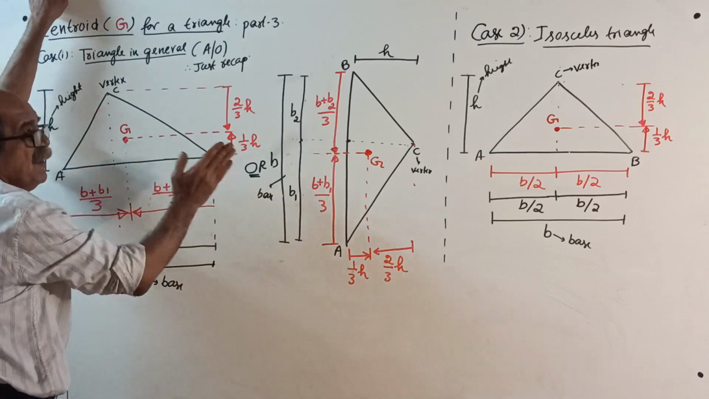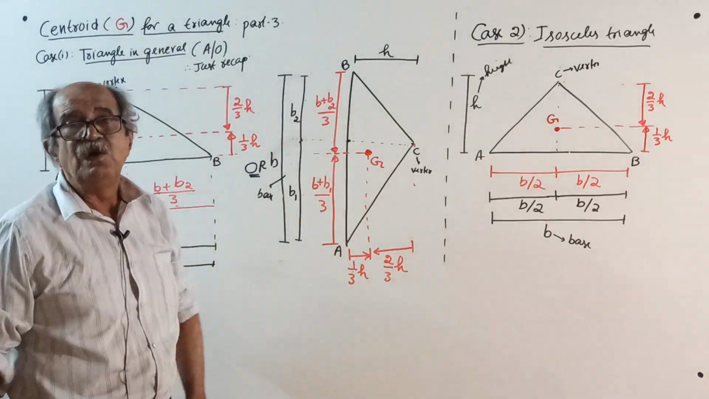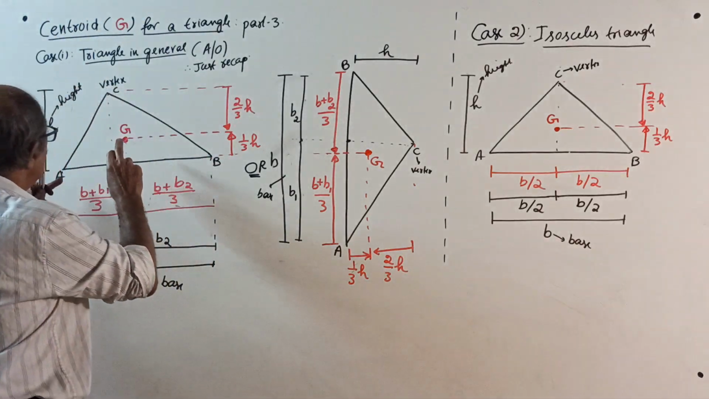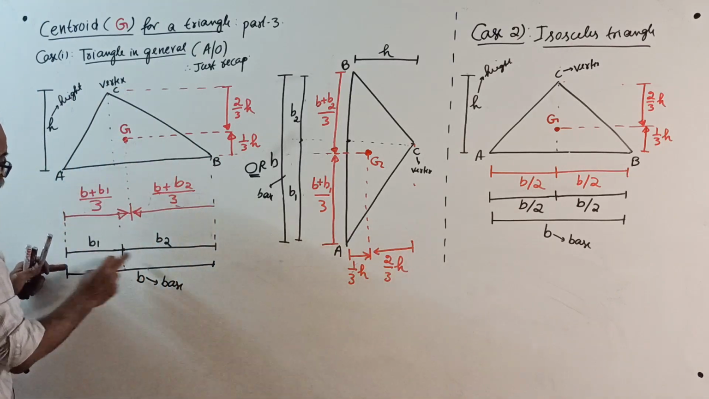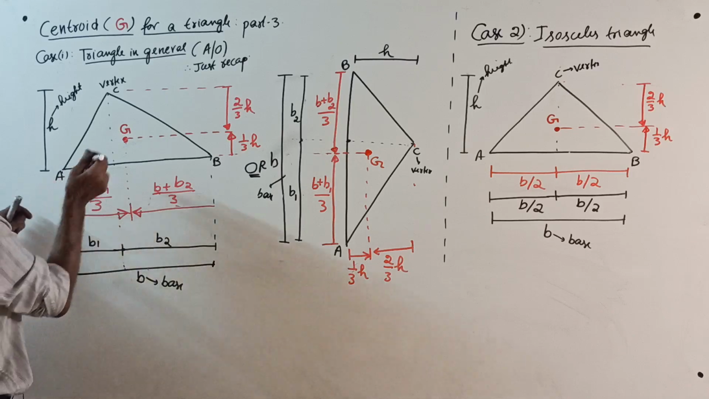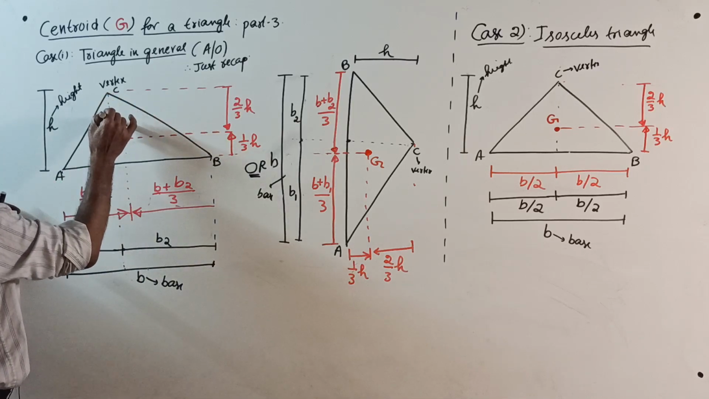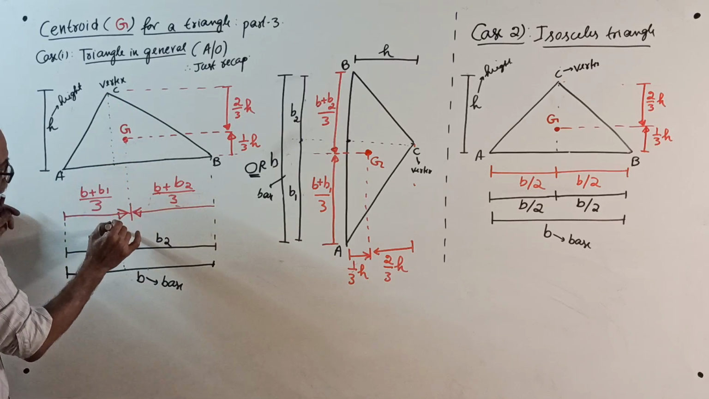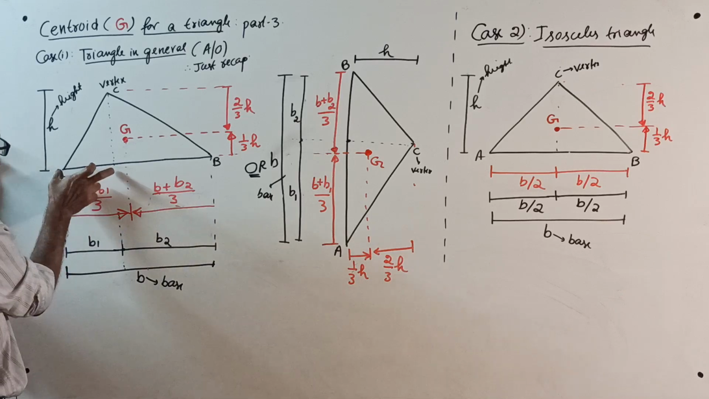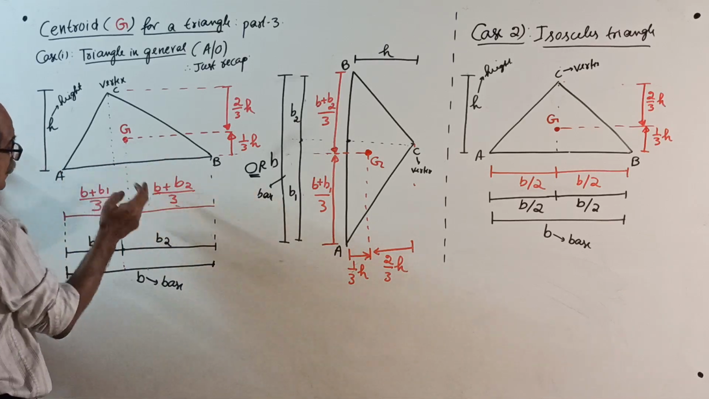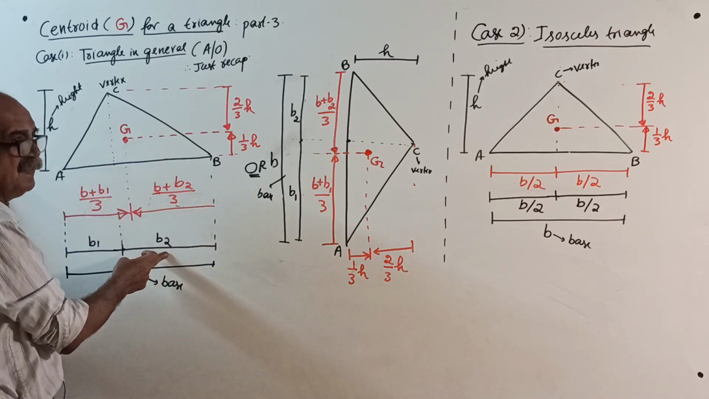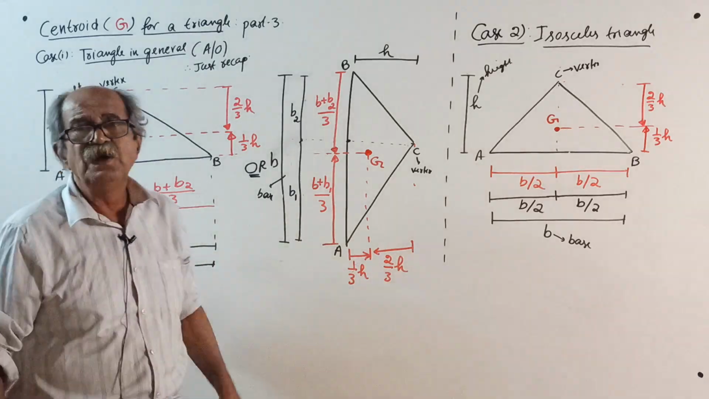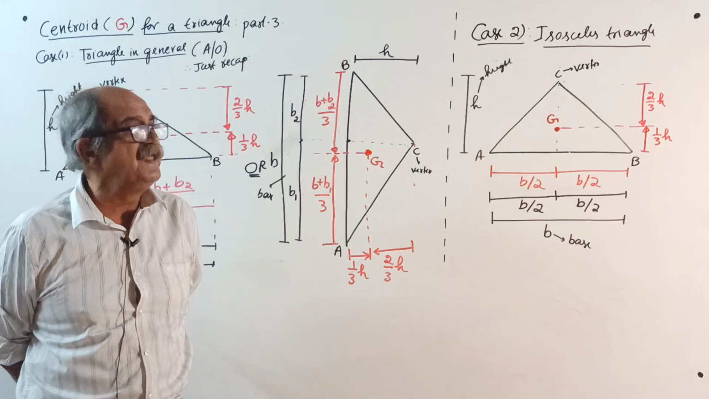Now, this will give the location of the centroid along the height. What about along the base? Last time we proved it. The centroid will be here. Imagine the base; this is B1, this is B2. I have taken B2 a little more than B1. There is no rule that B2 is more than B1 or B1 more than B2.